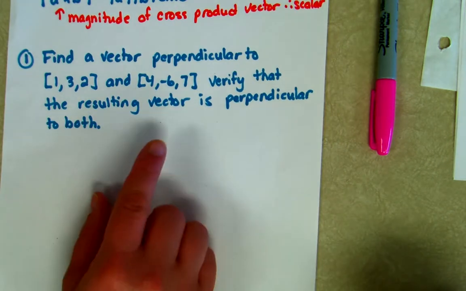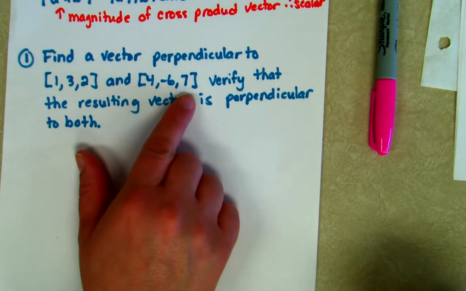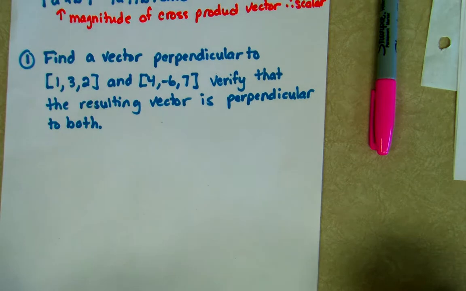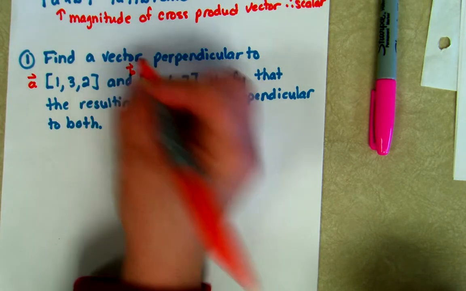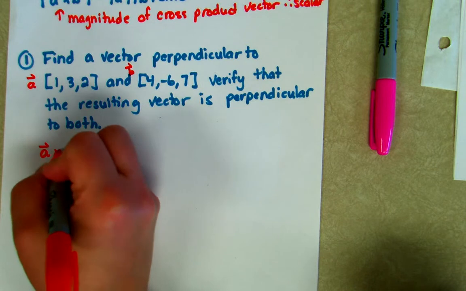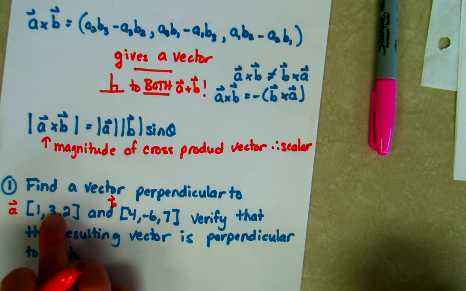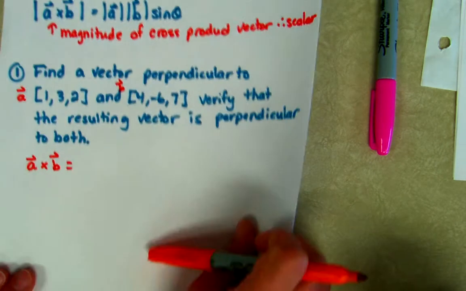So we're going to find a vector that's perpendicular to (1, 3, 2) and (4, -6, 7). And then we're going to verify that the resulting vector is perpendicular to both of those. So I'm going to let this be A and this be B. So I'm trying to find A cross B. I could start filling in this formula because the x would be the 1, that would be the 2, that would be the 3. But again, I promised you a trick, and this is how the trick works.